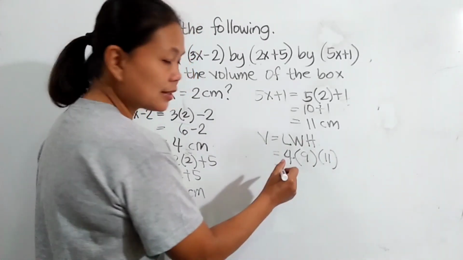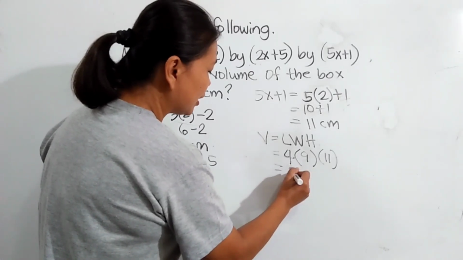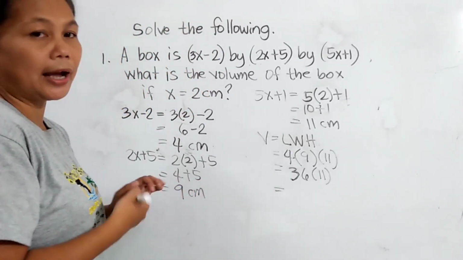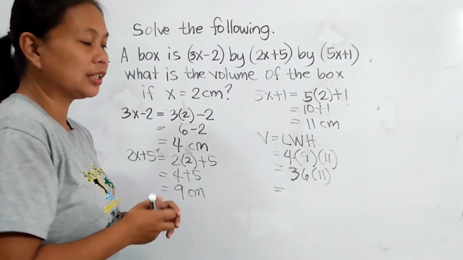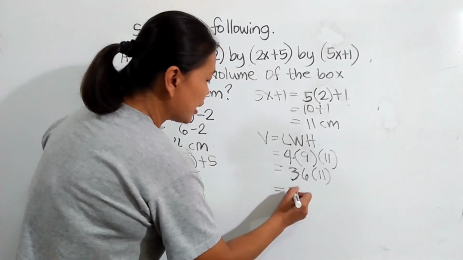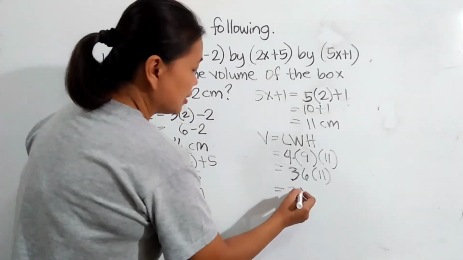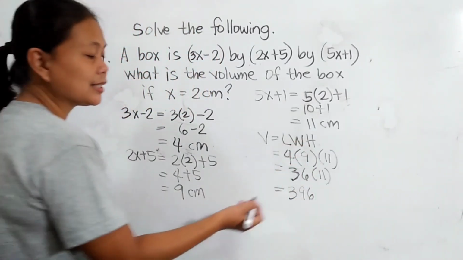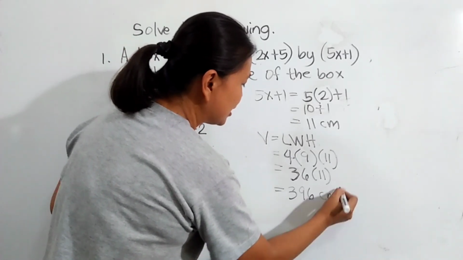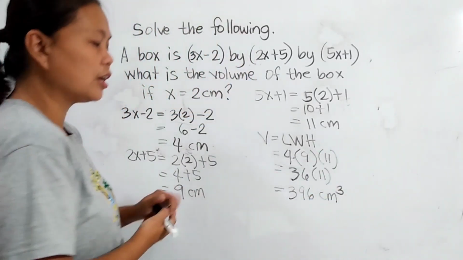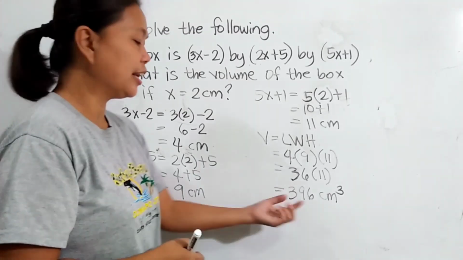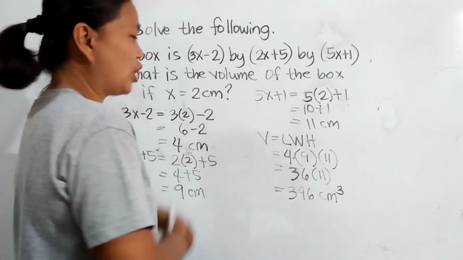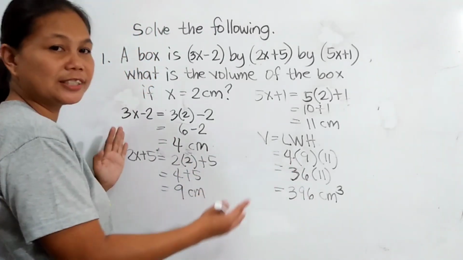So we have 4 times 9, which is equal to 36. Then times 11. So what is 36 times 11? So we have here, the answer is 396. And then we have the unit, which is centimeter. So since this is volume, we will use cubic. So we have here 396 cubic centimeters. Okay? So I hope you understand how we solve this first problem.